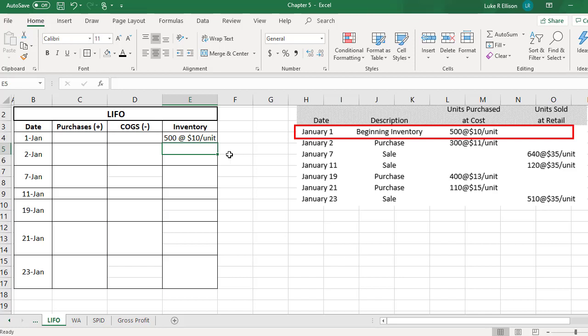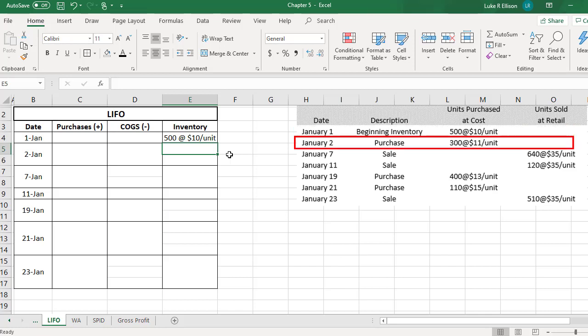Next, on January 2nd, the company purchased 300 units at $11 per unit. Since this is a purchase, we can add it to the purchase column. Since there were no sales on this date, we can skip the cost of goods sold column. Now, we always need to fill out the inventory column.